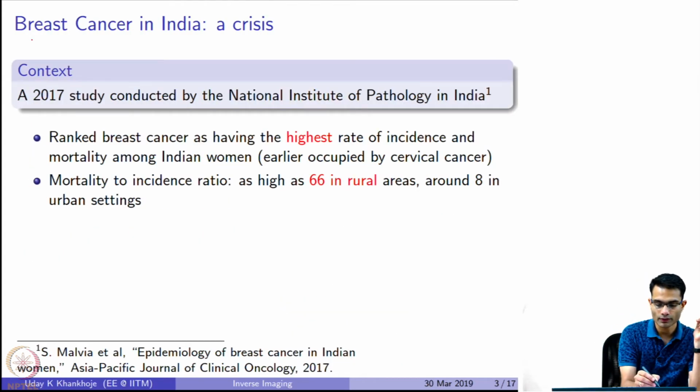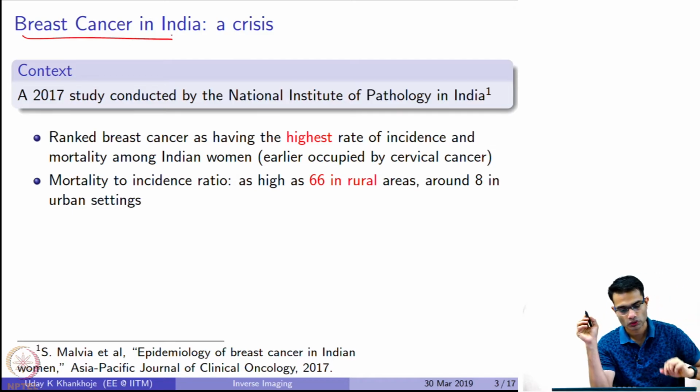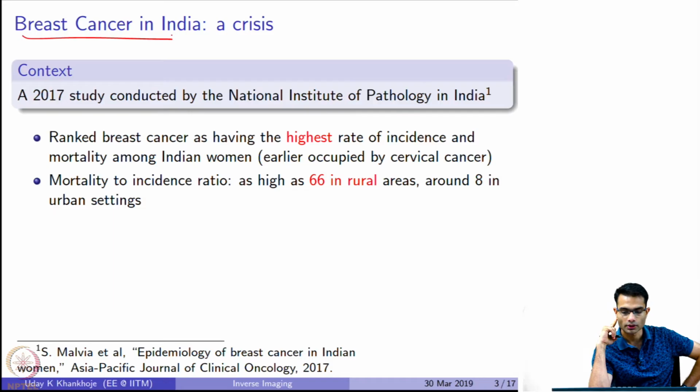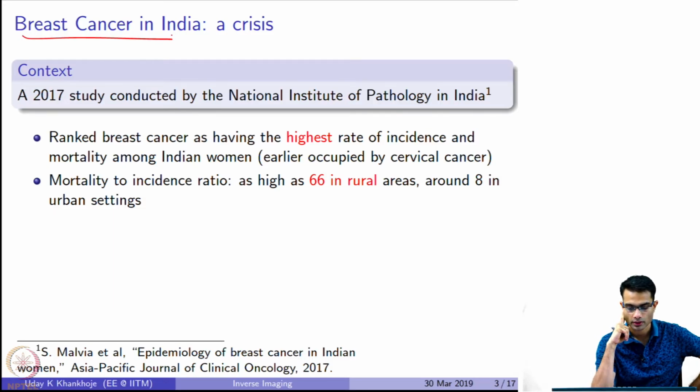So as I said, we will talk more about breast cancer, right? So this is just some facts which we should all know. There was a study done by AIIMS in India very recently, and they rated breast cancer as having the highest rate of both incidence and mortality amongst Indian women. Earlier it used to be cervical cancer, now it is breast cancer.